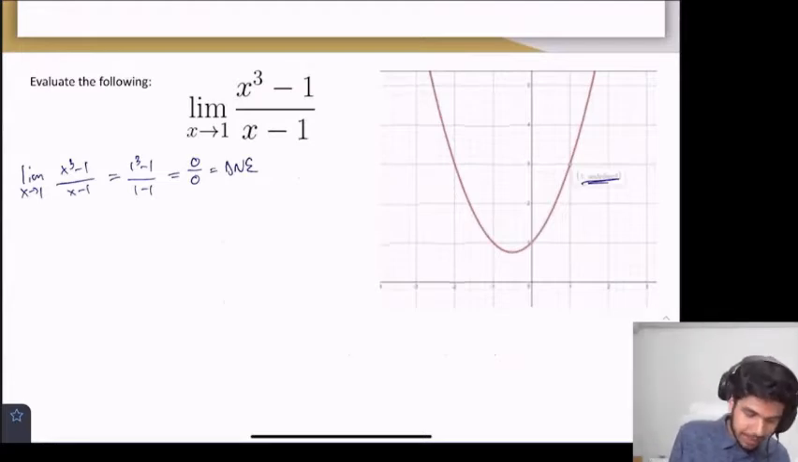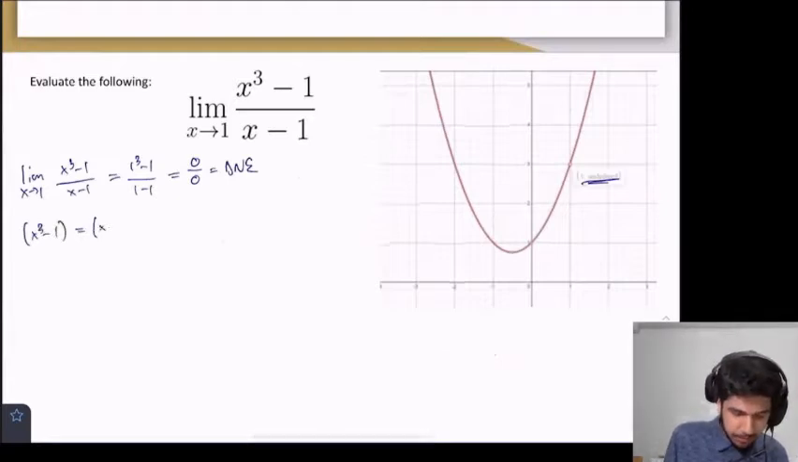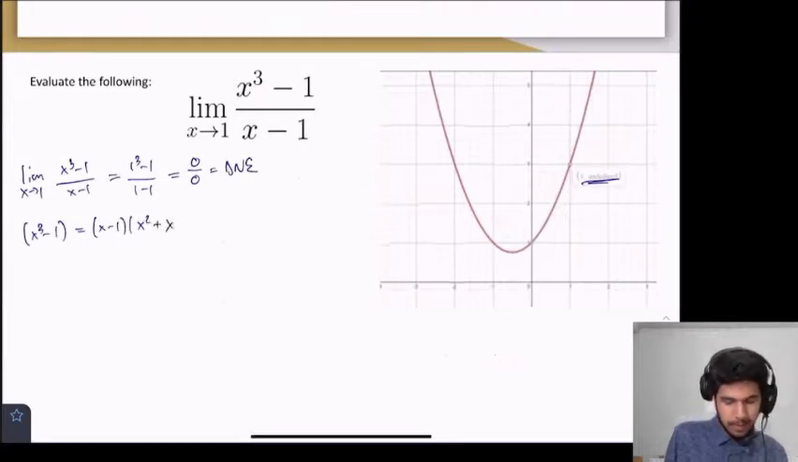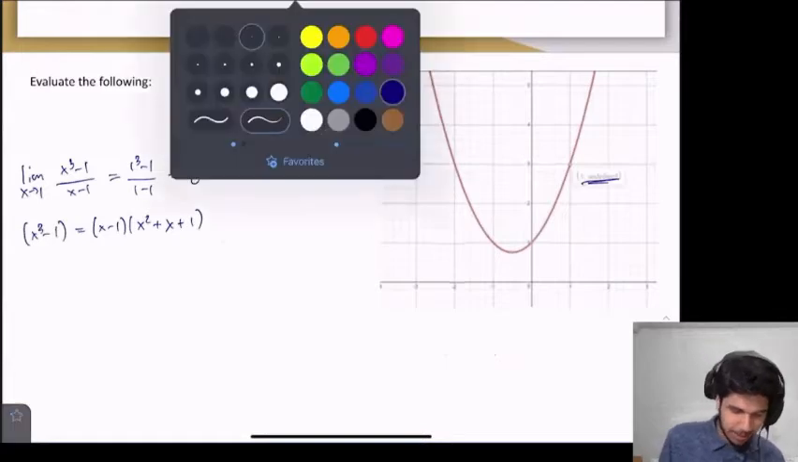What do we know about x cubed minus 1? This can be factored into x minus 1 times x squared plus x plus 1. And if you don't believe me, we can multiply it out. And since I don't really trust myself, let's just do it to be sure.